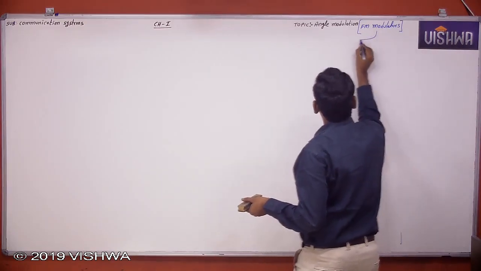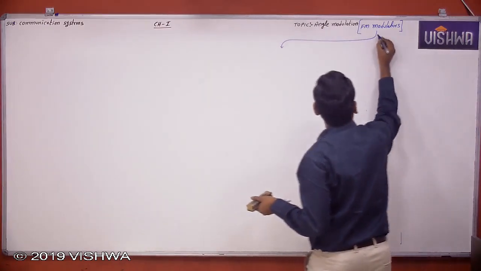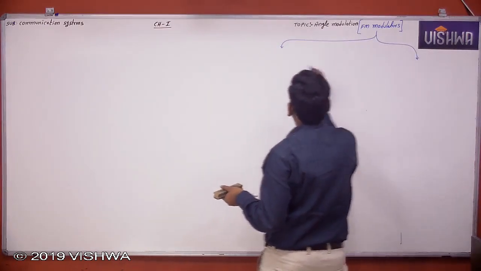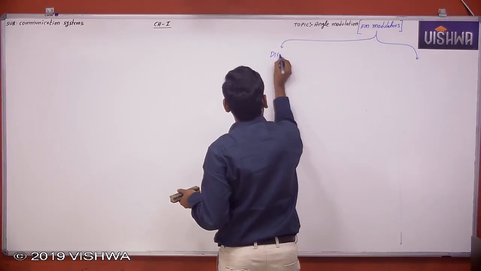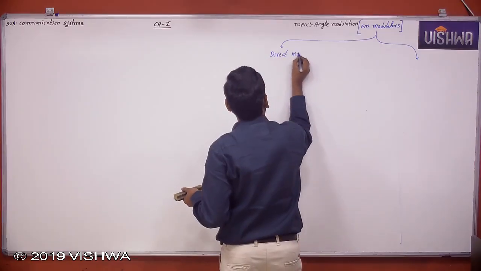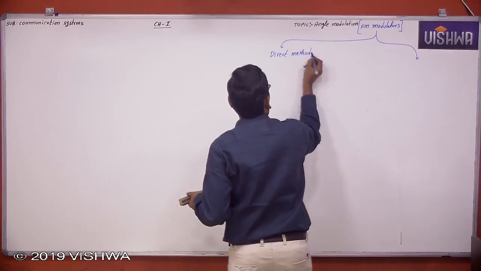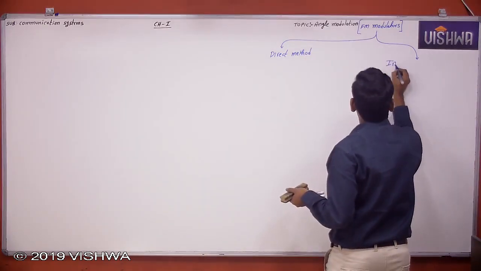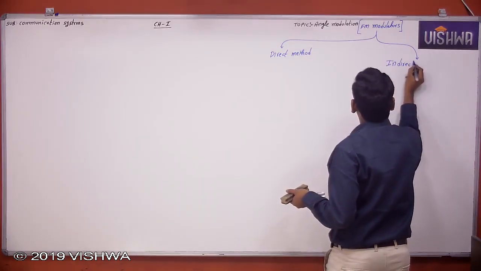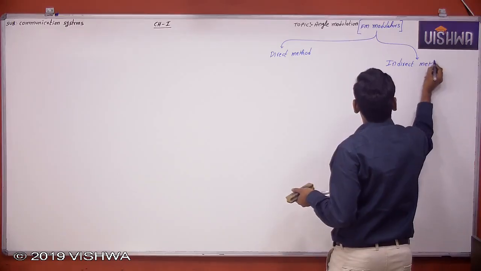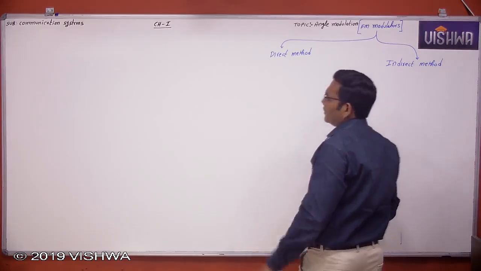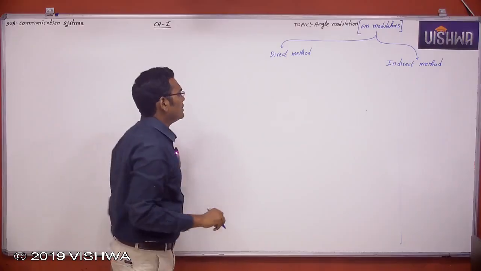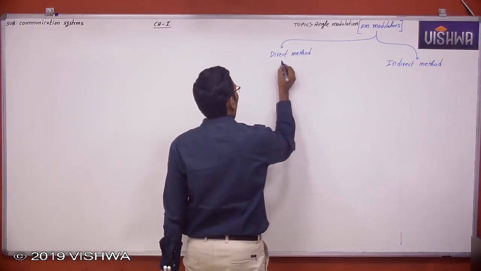FM modulators. There are two ways to generate an FM wave. One is the direct method and the second one is the indirect method. Okay, one is direct method and the second one is indirect method. Now, what is the direct method?